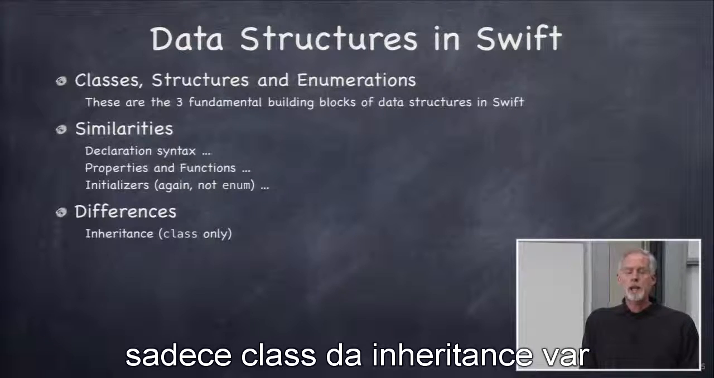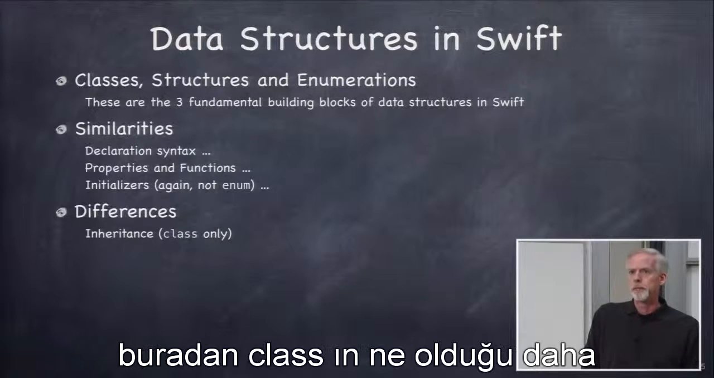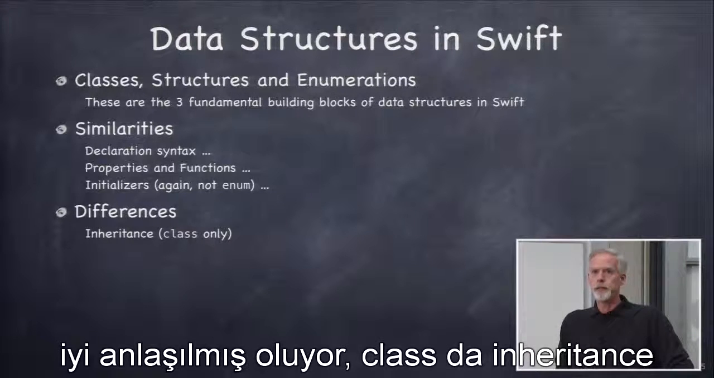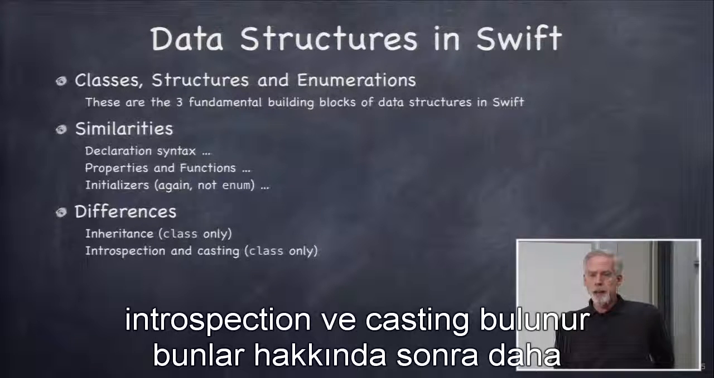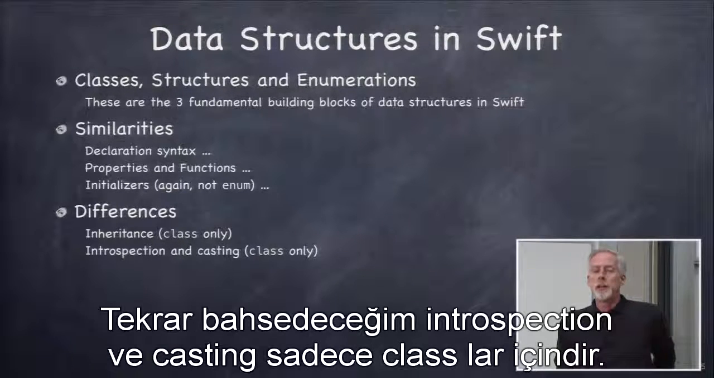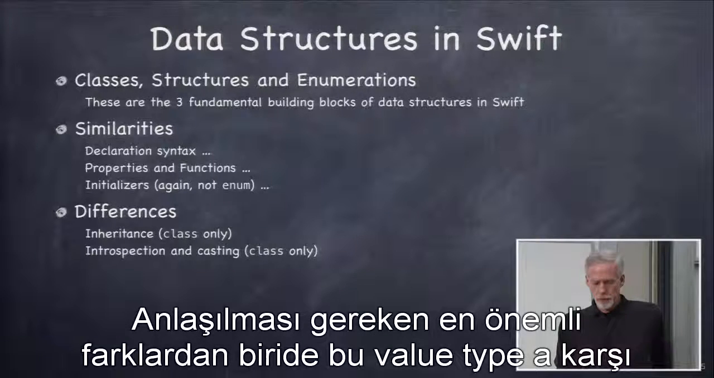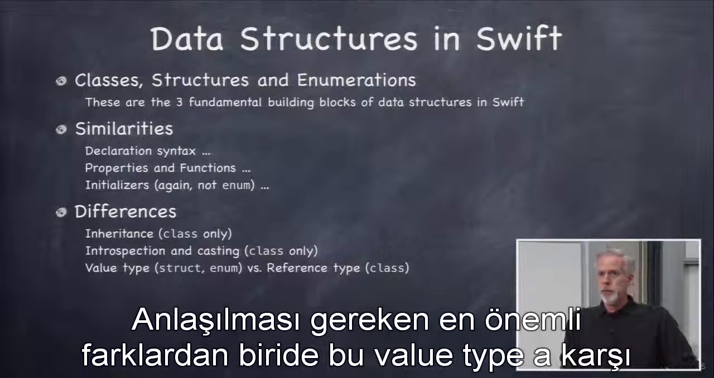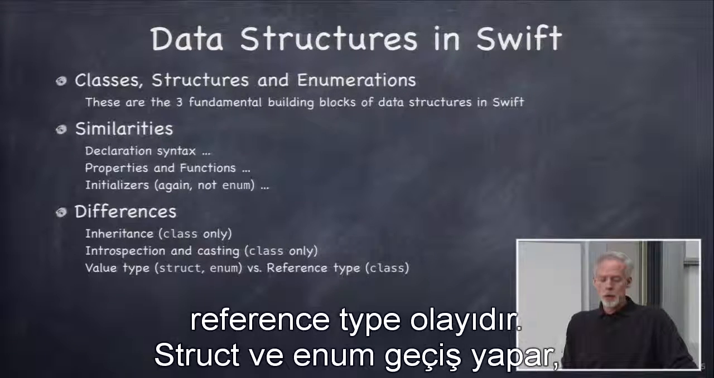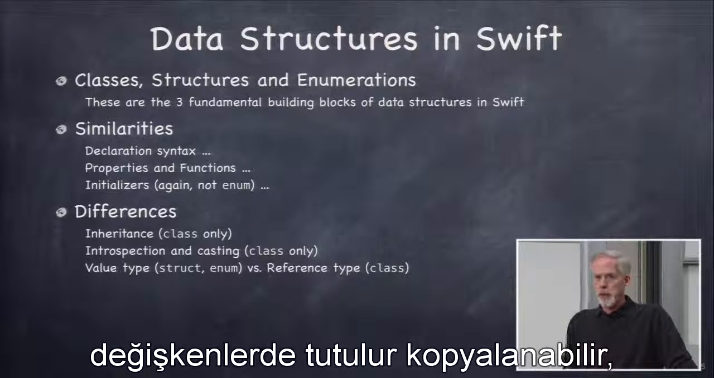Classes are the only ones where you have inheritance. And it's pretty obvious, that's kind of the main definer of what a class is. It has inheritance. And then introspection and casting, which I'm also going to talk about a little later, those are only for classes. So none of this casting thing I'm going to talk about can you do for structs. And the most important difference to understand, and we really went over this in the demo, is this value type versus reference type.